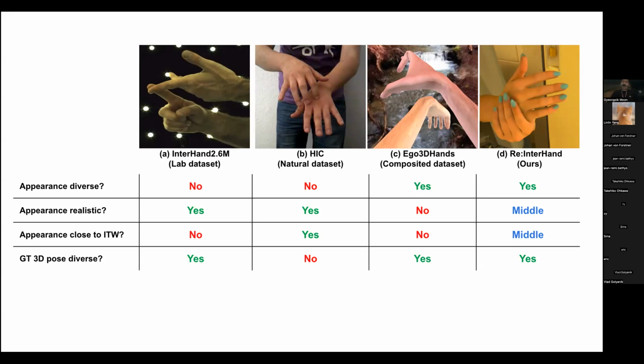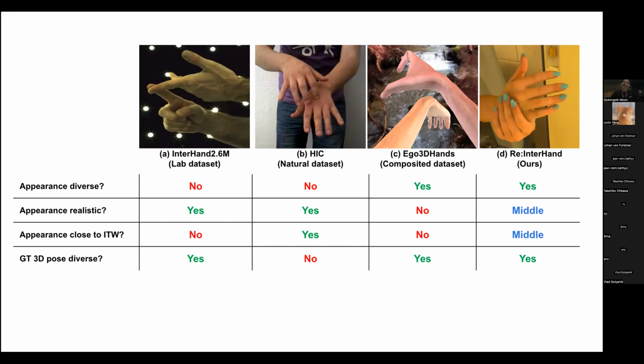So the InterHand dataset, let me call it a lab dataset because it is captured in a lab environment. Image diversity is very low because the background is always black and illuminations are from uniformly installed LEDs. Panel colors are greenish, so diversity is not good and far from in-the-wild images. But appearance is realistic. Realistic means it looks like real human hands compared to this one. And ground truth 3D pose is diverse, yes, because we capture a lot of hand poses using peak pose and range of motion.